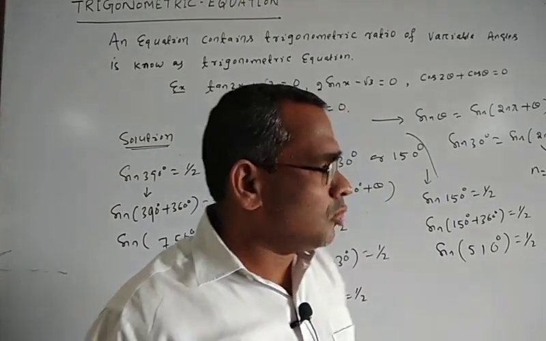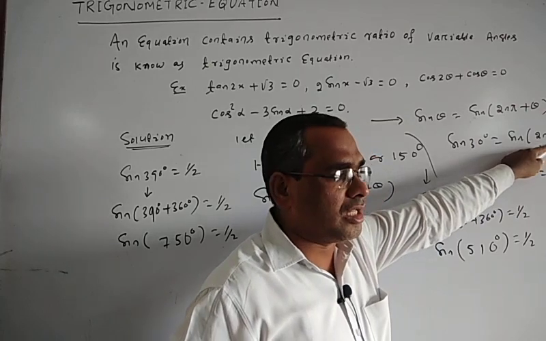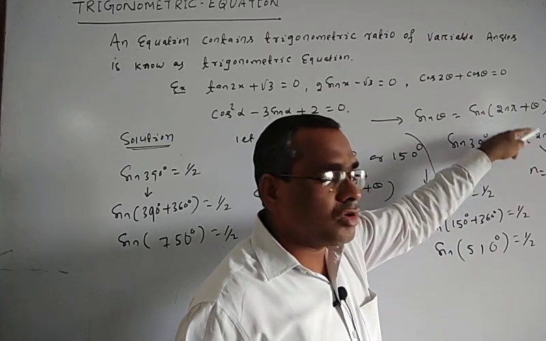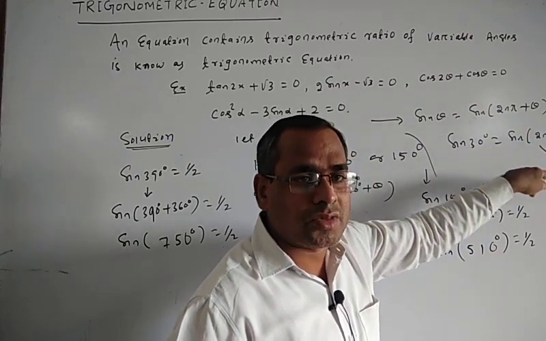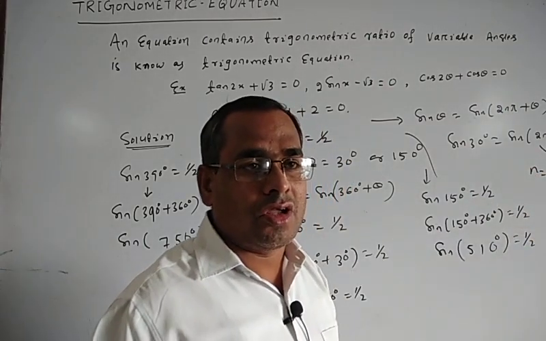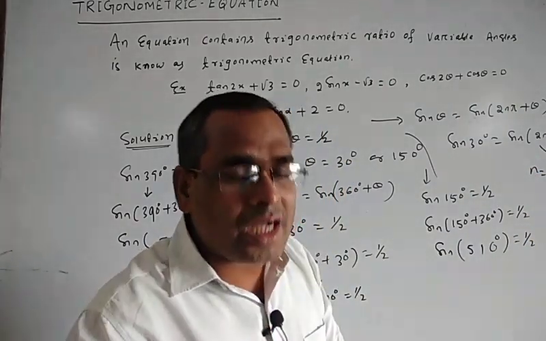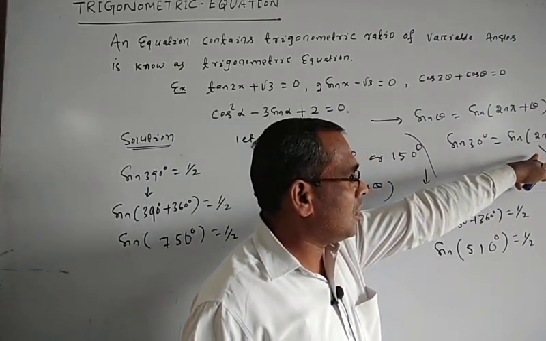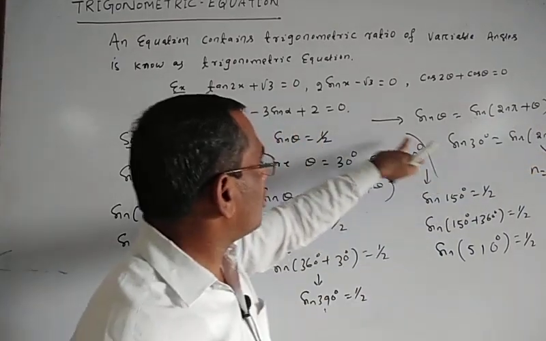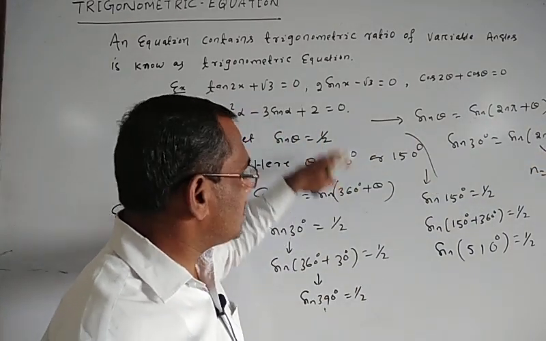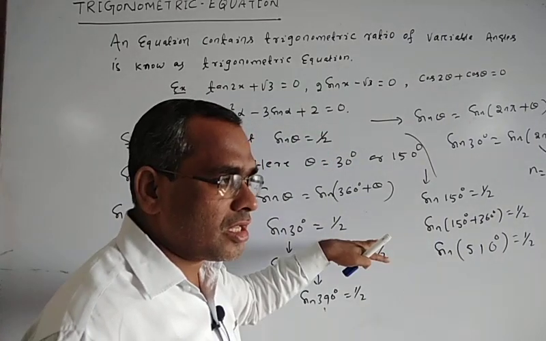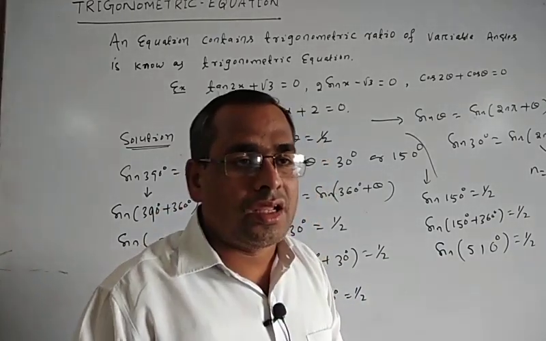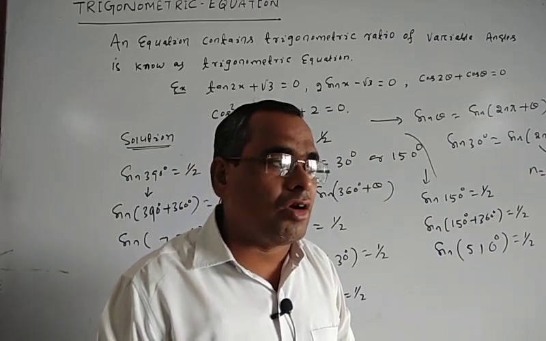All the values of 2n pi plus 30 degree are solutions of the equation sin theta is equal to 1 by 2. So how many values of theta does it have? There are many solutions, infinitely many solutions. So 2n pi plus 30 degree is the solution of sin theta is equal to 1 by 2. That means this equation has many or infinitely many solutions. Like that, every trigonometric equation has many or infinitely many solutions.